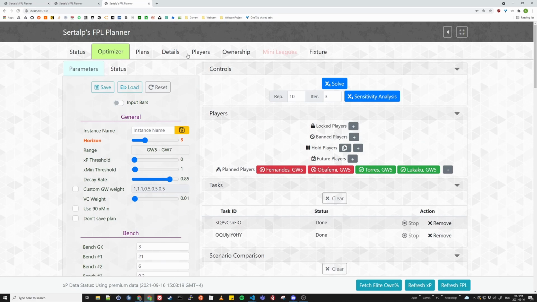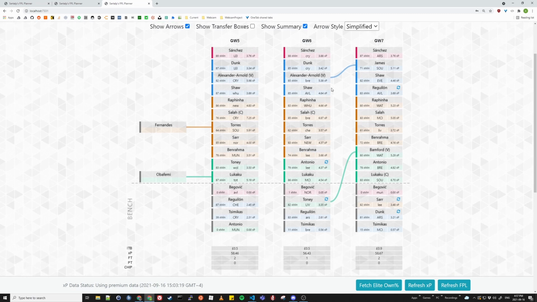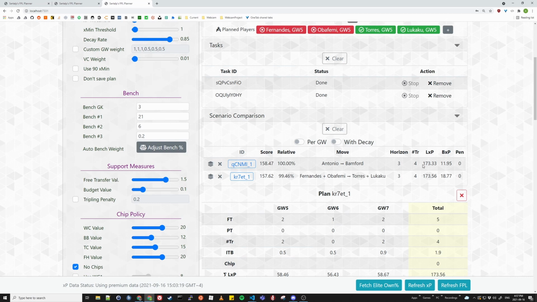The second solution that we forced is Fernandez, Obafemi, get Torres and Lukaku this game week, roll the free transfer the following game week, and then get James instead of Alexander-Arnold because they're playing against City, right? Yeah, Liverpool is playing City. Yeah, that's right. And then get Tony instead of Bamford for game week 7. So obviously these two are a little bit interesting cases, and in terms of lineup XP, as you see, this one is just 0.2 points better.